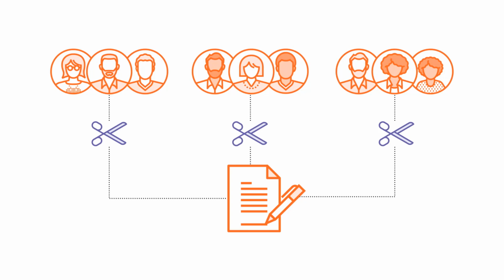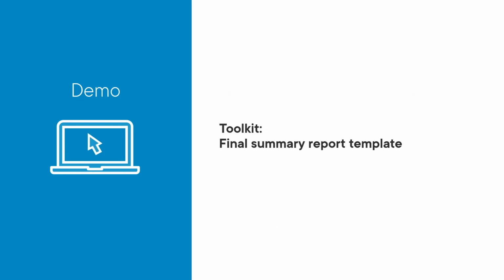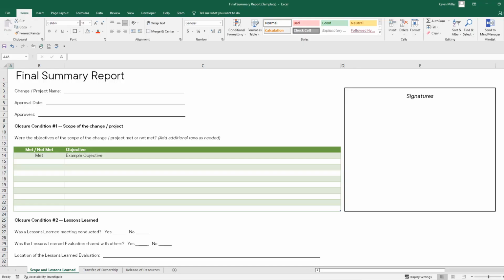There are a few ways to do this, and in the next clip, I will show you my preferred way of releasing resources. The template I'm going to show you is the final summary report, which is used for closing the change initiative. Here is the final summary report template. You'll notice 3 tabs on the bottom of this spreadsheet. The first tab is for the first 2 closure conditions, scope and lessons learned. The second tab is for the third closure condition, transfer of ownership. The third tab is for the 4th closure condition, release of resources.